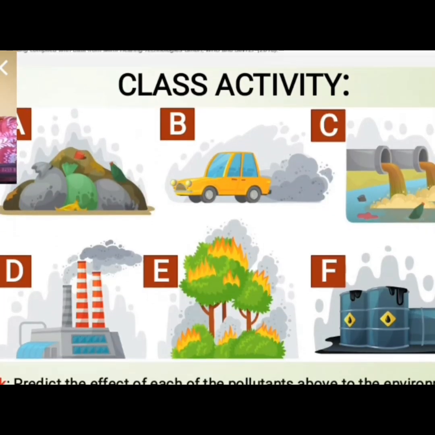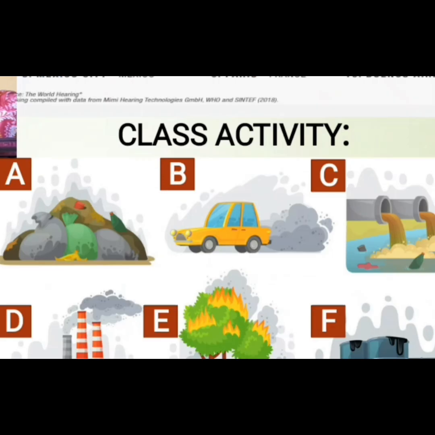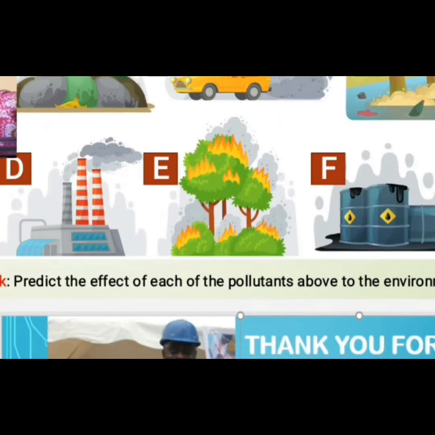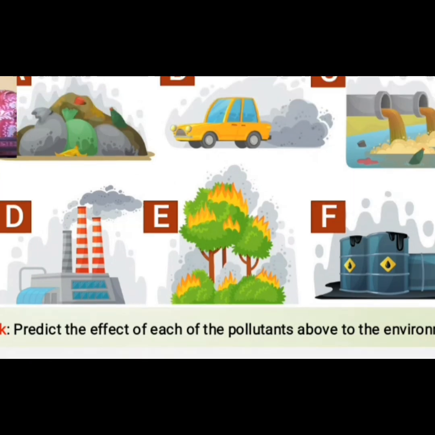And there's a class activity here. You need to identify what kind of pollution or what kind of pollutant is represented in this picture. Now, when you have a refuse dump, what kind of pollution will it cause? Land pollution. Guess for B, what kind of pollution will it cause? I won't say that. Say that yourself. What kind of pollution will C cause as a pollutant? What kind of pollution will picture D cause as a pollutant, picture E and picture F respectively? So your time starts now.